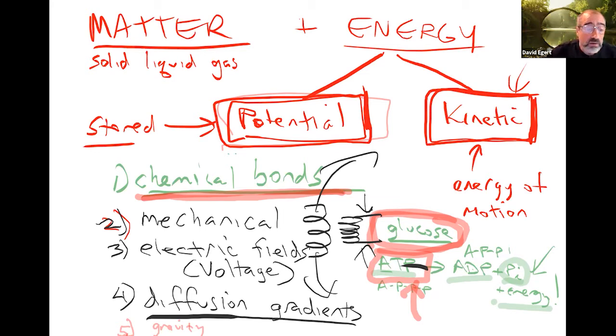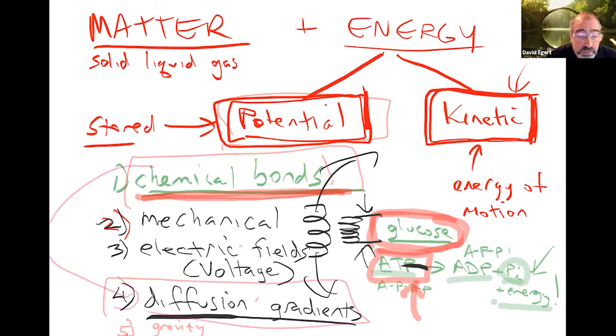So for our class, gravity makes a difference in a variety of things, but it's not going to be as important as these other forms. Chemical bonds, mechanical, electrical, and diffusion gradients are going to be the major places we're going to be seeing energy being stored, and often interconverted. Sometimes you'll take energy stored in chemical bonds and use that to pump things to create energy now stored in a diffusion gradient.